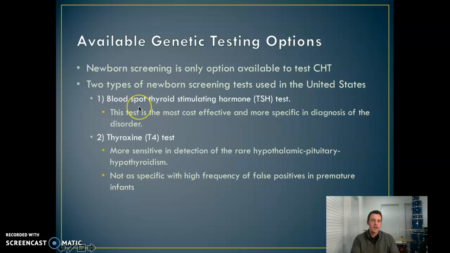The most effective and most common is the TSH test, the blood spot thyroid stimulating hormone test. This test is more specific in diagnosis of the disorder. There's another test, though, and this is the T4 test, and this is more beneficial for detection of a rare form of hypothyroidism, which you can read there. I'm not going to try to pronounce it because I'll probably mess it up. However, this is not as specific, with a high frequency of false positives in premature infants.